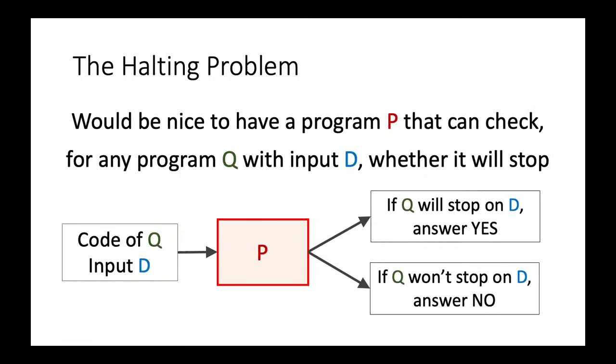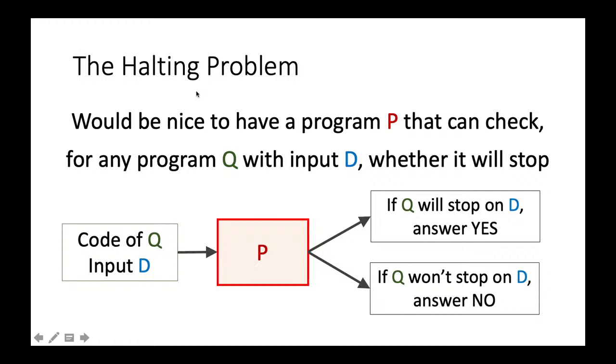So in computer science, people always wonder whether it is possible to have a program P that can check for any other program, let's say Q with some input D, whether this program Q will stop on the input D. So what does that mean? We want to find out whether there is a program P so that it will read the code of Q. It will also read the input D, so that it checks whether Q will stop on D. If Q will stop on D, then the program P will tell us yes. Otherwise, it will tell us no. And this is the so-called halting problem.